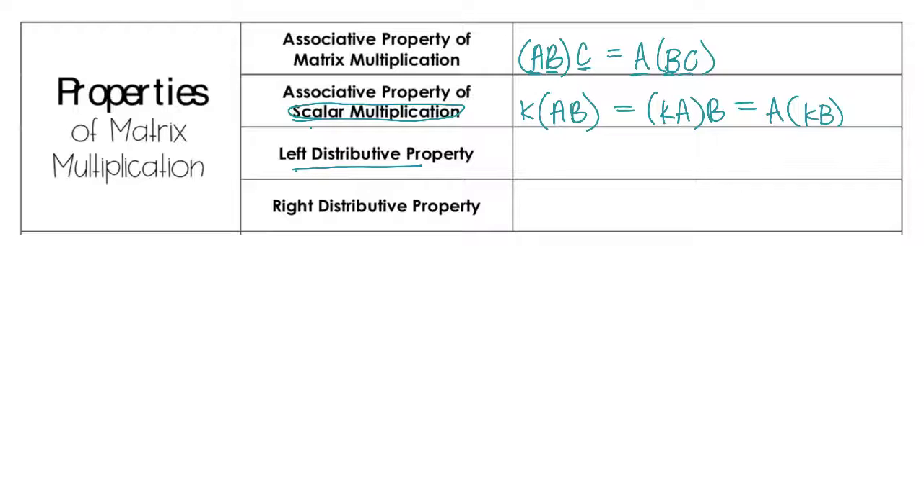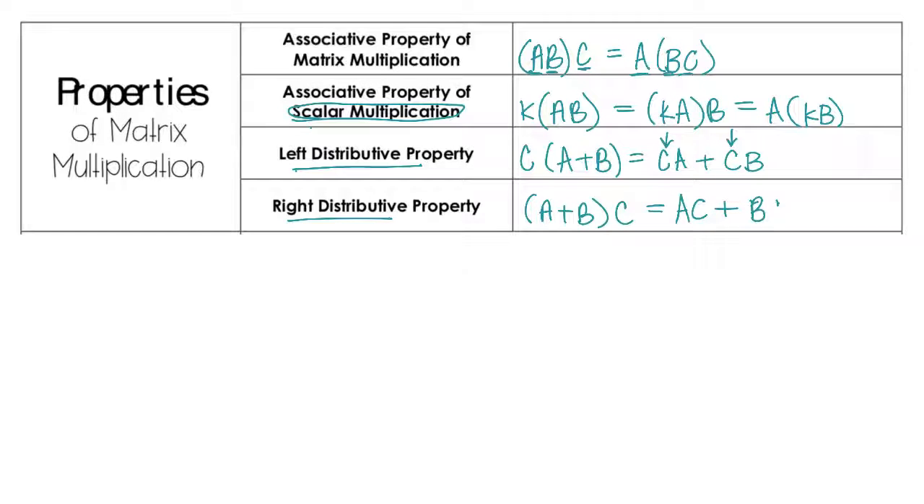Now, looking at our left distributive property, that's going to change things a bit. The left distributive property says that if I have a matrix C times the sum of A and B, then I can distribute and have C times A plus C times B, as long as I'm keeping the matrix C to the left. And the same would be true for the right. So if I have the sum of A and B times C, then that's going to be matrix AC plus matrix BC. And again, keeping the C on the right side.